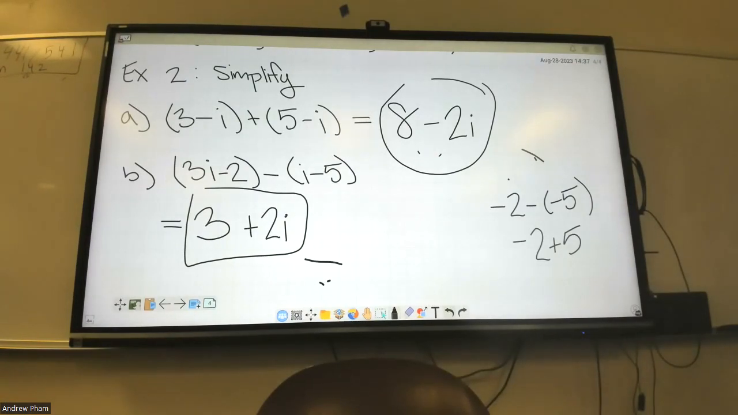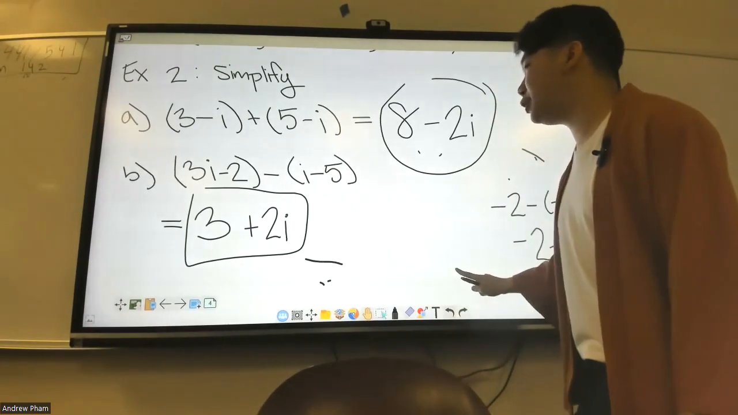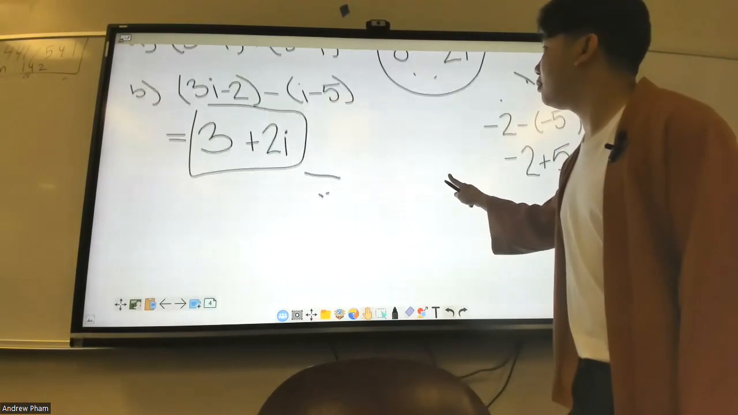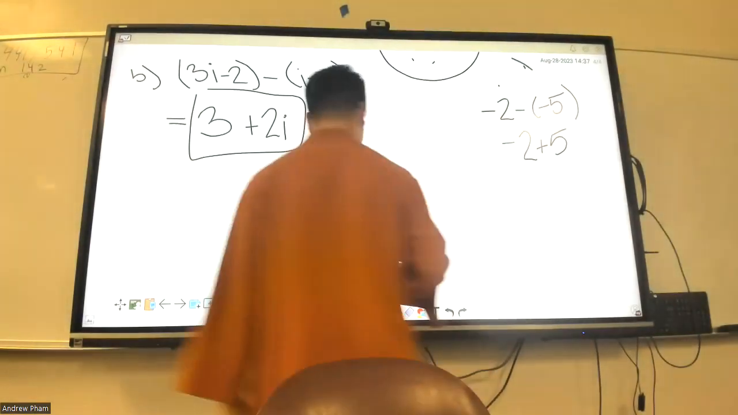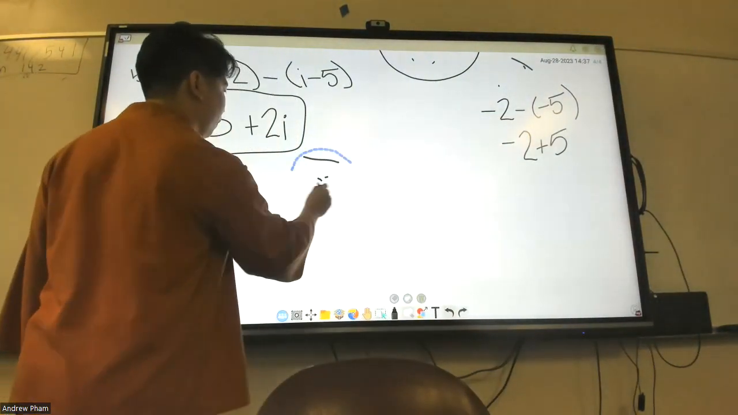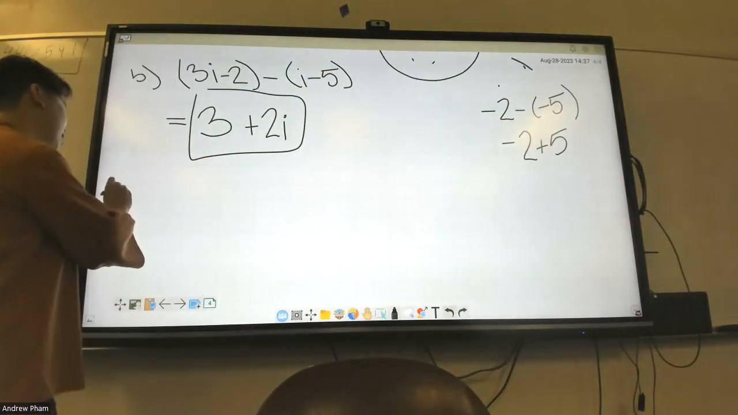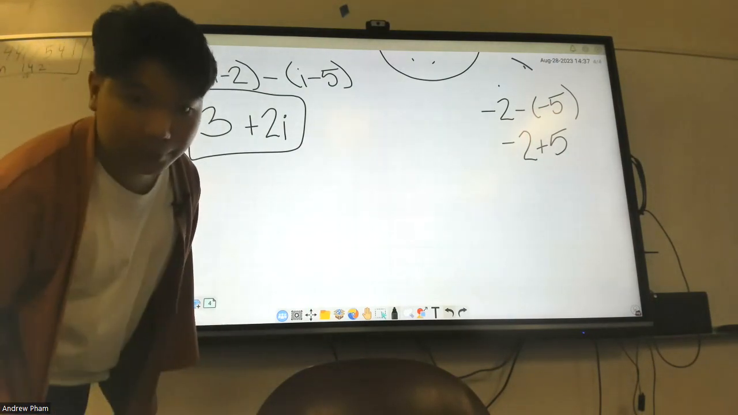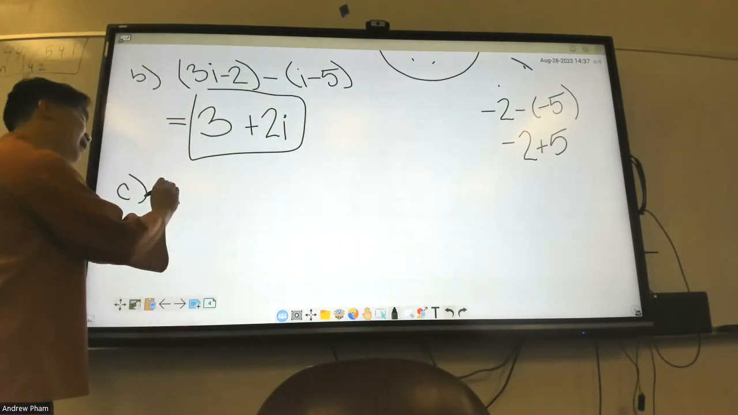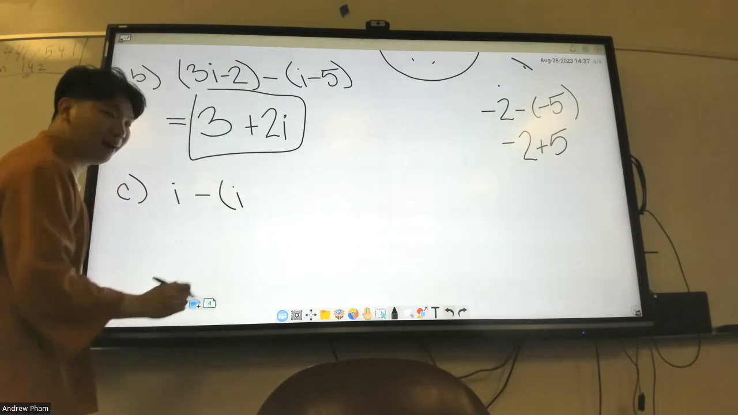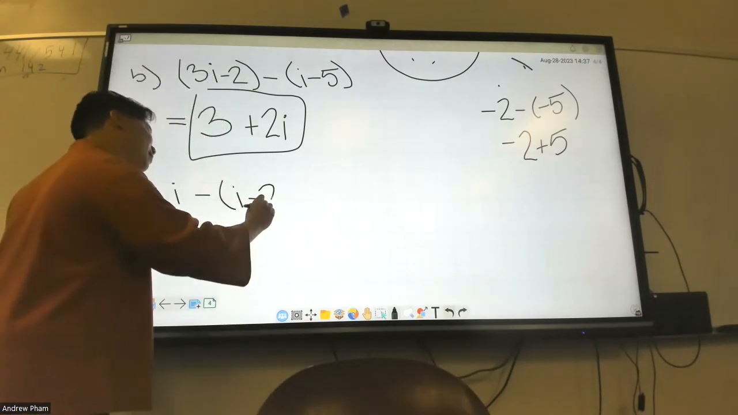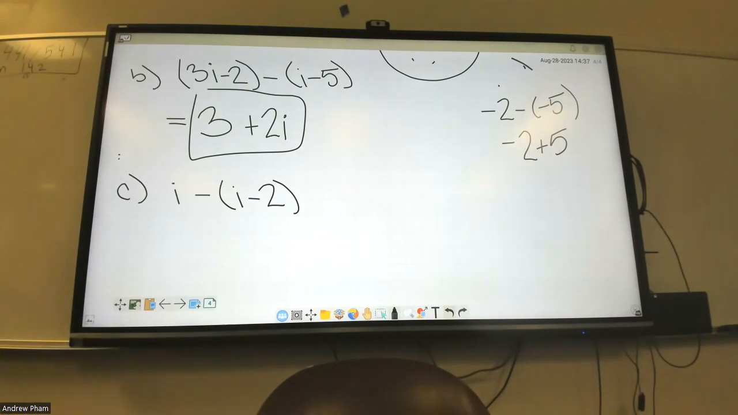So here we did the real minus the real, and then the imaginary minus the imaginary. Let's do one more for addition and subtraction. So for part C, let's do i minus 2. Something like what I have here.